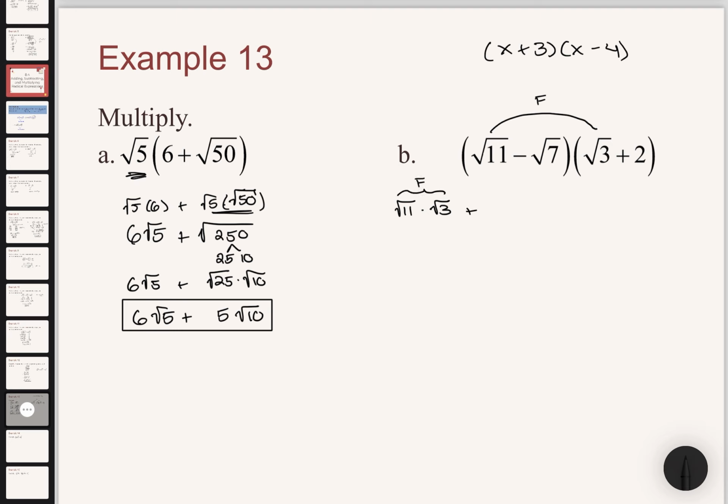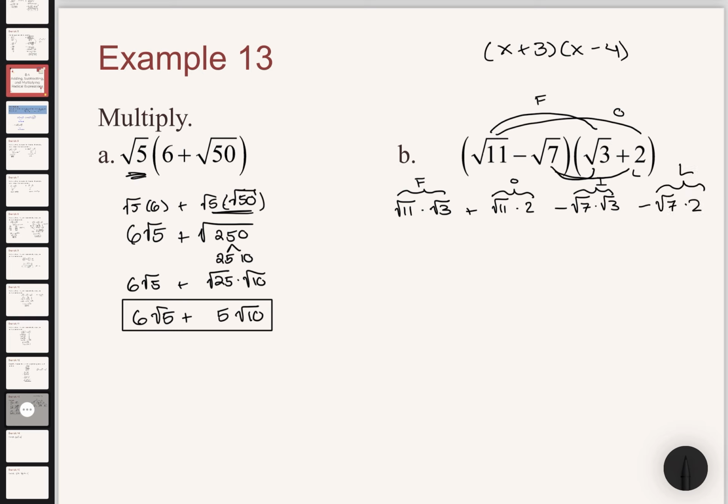Plus your outside terms. I have radical 11 times 2. Those are my outside terms. Then my inside terms, I have negative rad 7 times rad 3. So negative rad 7 times rad 3. Those are my inside terms. And then I have my last terms, minus rad 7 times 2. So those are my last terms.